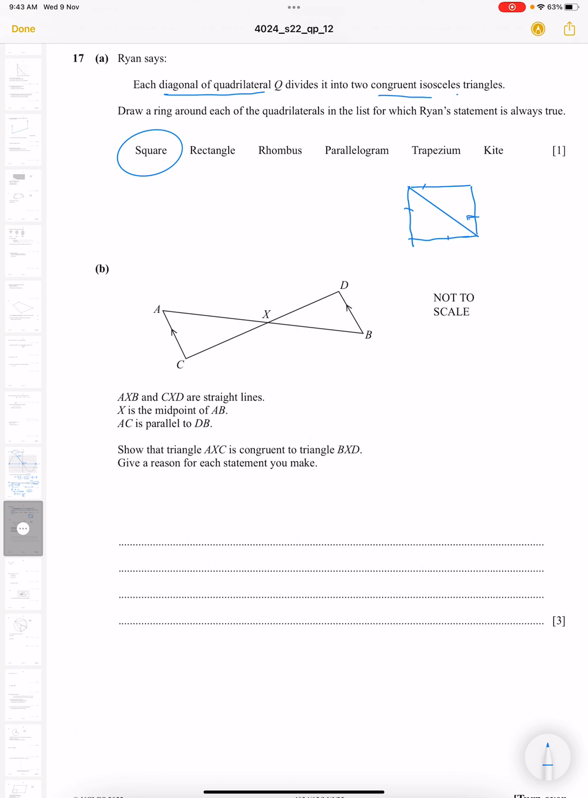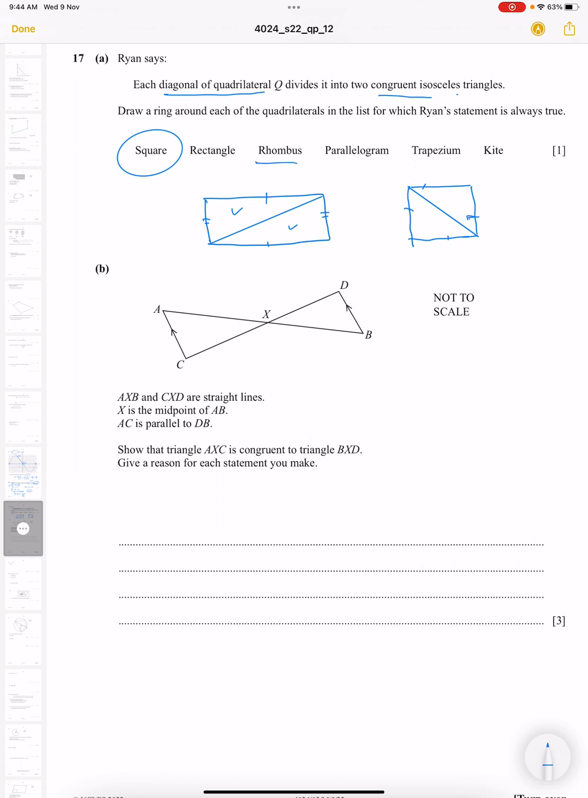If you talk about a rectangle, now that's a rectangle. In a rectangle, opposite sides are equal, you know that. So if you draw a diagonal, is it making two isosceles triangles? No, because this triangle is not isosceles, neither is this one. So this doesn't fulfill this condition.